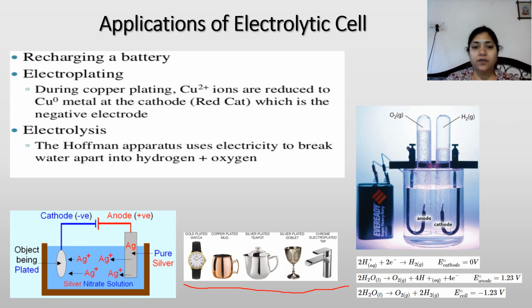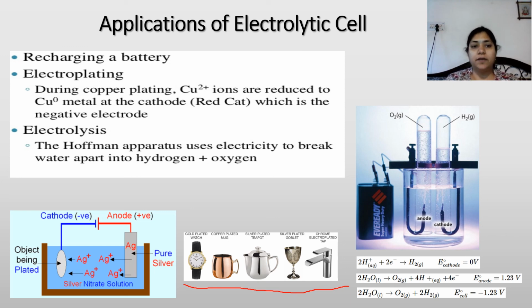In case of electroplating, here an example is given, like if you want to plate some object with silver, in that case the object is dipped in a silver nitrate solution. The object acts as cathode and a pure silver rod acts as anode, and when we provide electricity, the Ag moves towards the cathode inside the solution, and it coats the object with silver. So in this way different types of electroplating are done.